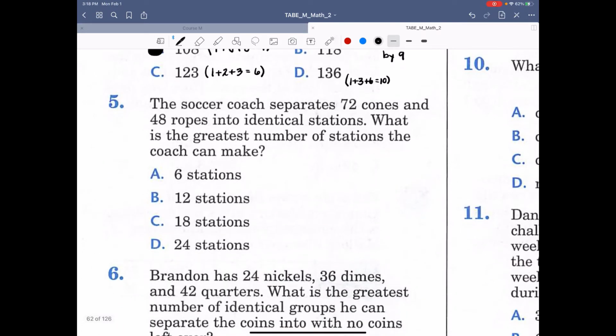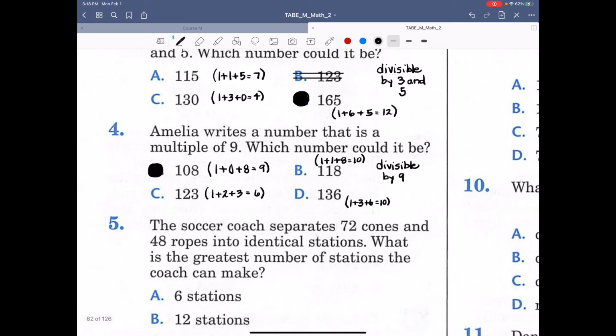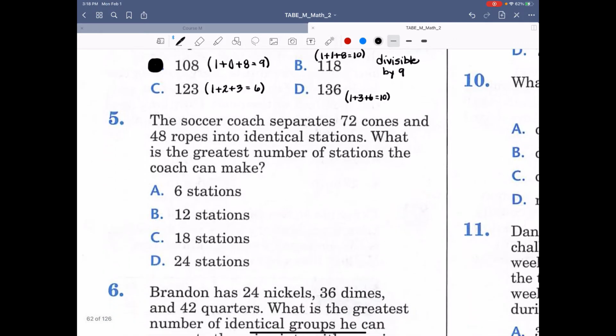Number 4 is A. Number 5 is D. I didn't mean to do that, but I already saw it, so we know it's D, but let's see why it's D. The soccer coach separates 72 cones and 48 ropes into identical stations. What is the greatest number of stations the coach can make?